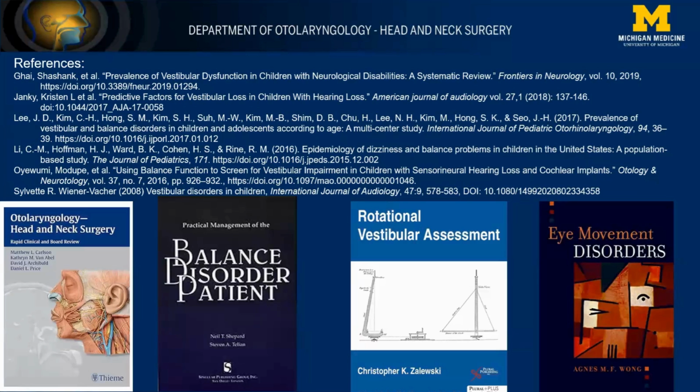I think Michigan Medicine is a strange place in that 80% of the patients that I see are dizzy. So that is my main thing that I do all day, every day. And 10 years later, I'm still finding things where I have to pull open this eye movement disorders book, or I'm pulling open the Zalewski text to double check things. There's just a lot that goes into it.